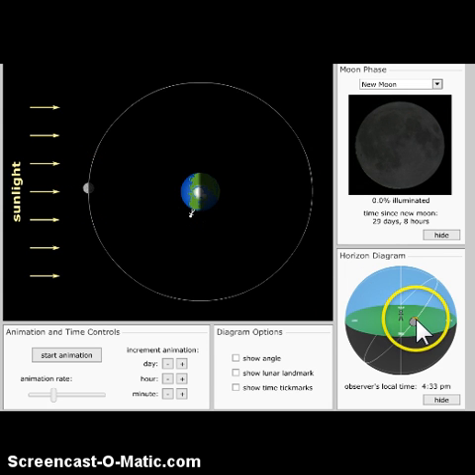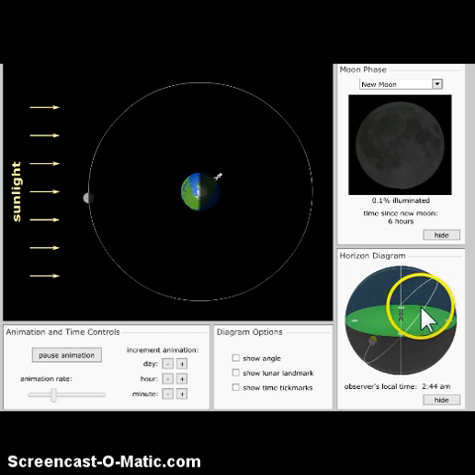And you can see that the sun and the moon are going to rise and set together. So really, the new moon is out during the daytime. You can see it's daytime on this side. So we don't see it anyway, even though there is no light shining on the moon, so we wouldn't be able to see it. So let's start this animation.